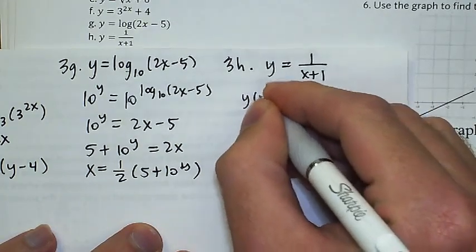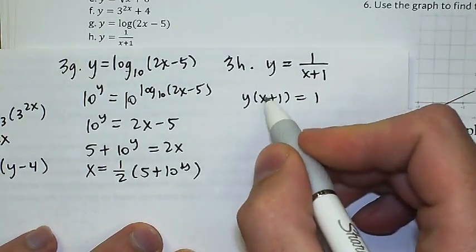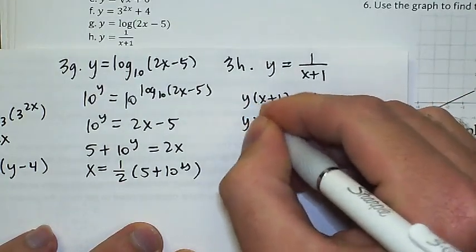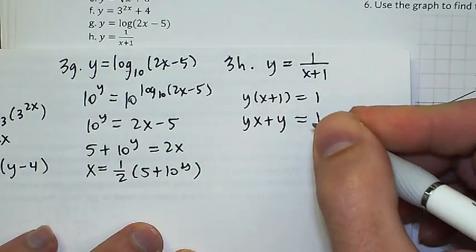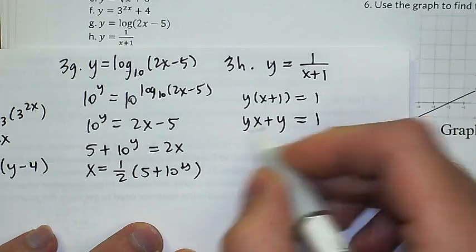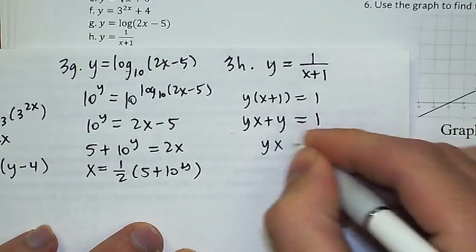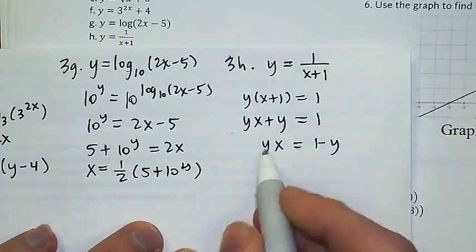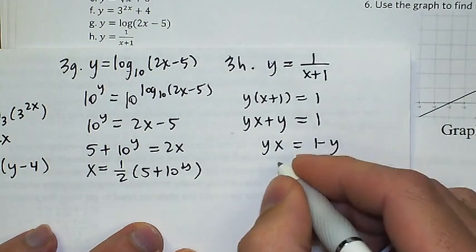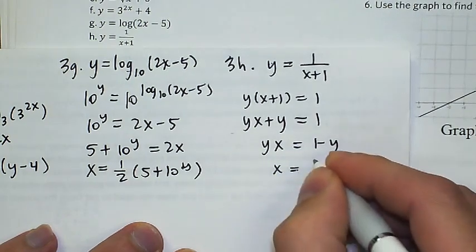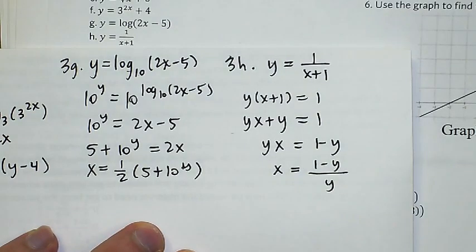So I'll have y times x plus 1 equals 1. And then, okay, it looks like I need to distribute, so I can do that. yx plus 1y equals 1. And then what we need to do is solve for x. So let's just try to get the yx on its own. I'm going to subtract a y. So that's 1 minus y. And then to solve for x, I could divide both sides by y, because I'm multiplying by y, so to get rid of it, I need to divide. So x is 1 minus y, all divided by y. And that would be a formula.